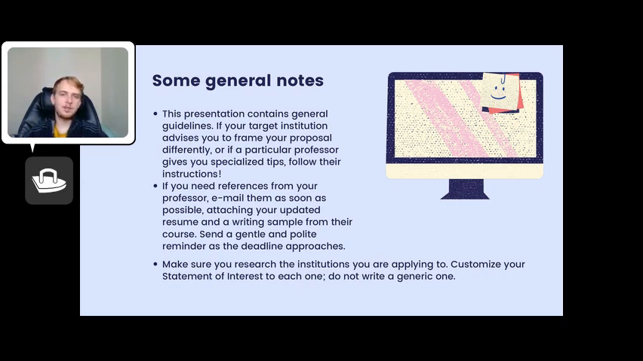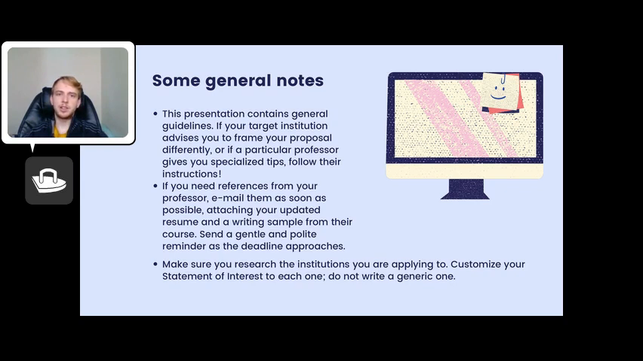If you are lucky enough to get advice from a particular professor who knows the field or the institution, again, make sure you follow their tips. The process of applying to graduate school is quite time-consuming and includes many tasks that are not particularly entertaining. Make sure you start early so that you have time to complete these tasks. One of the most important tasks is researching the institutions you are applying to. Customize your statement of interest to each school by reflecting on the unique resources available to you there. Avoid writing a generic statement.